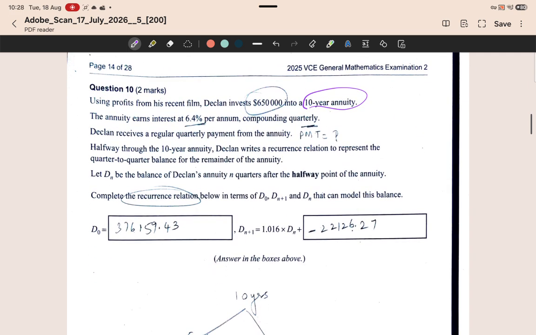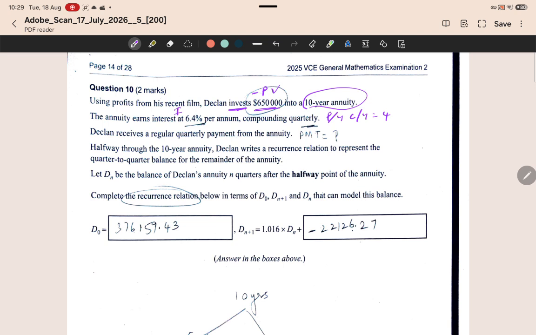Question 10 is an interesting question. Using profits from his recent film, he invests. So this is an investment into a 10-year annuity. The annuity earns interest compounding quarterly. So this is PY CY, which is 4. And this is I. He invests, so money leaves him, and so that's minus PV.